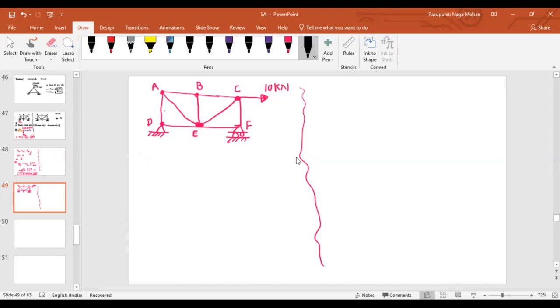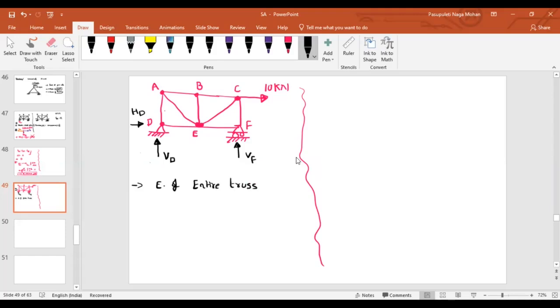So again, look at the support reactions. How many unknown reactions will be there at the supports? Let us say this is the vertical reaction at D. Similarly, there will be a horizontal reaction at D, HD. Similarly, there will be a vertical reaction at F. Now, again, how many unknowns are there? 3. So if I consider equilibrium of my entire truss, can I find these 3 unknowns or not?